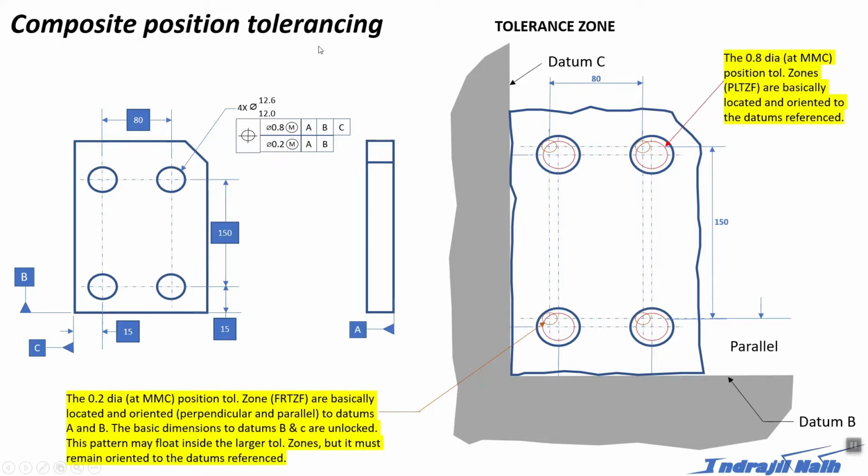So in composite positioning tolerancing, if you see over here, it basically has four holes which have a dimension of 12.0 to 12.6, and a maximum material condition position tolerance of 0.8 and 0.2. And I'll tell you how this is related with respect to datum A, B, and C. If you see in this diagram, if it has been given as 4 multiplied by some dimension, it means it is a pattern.